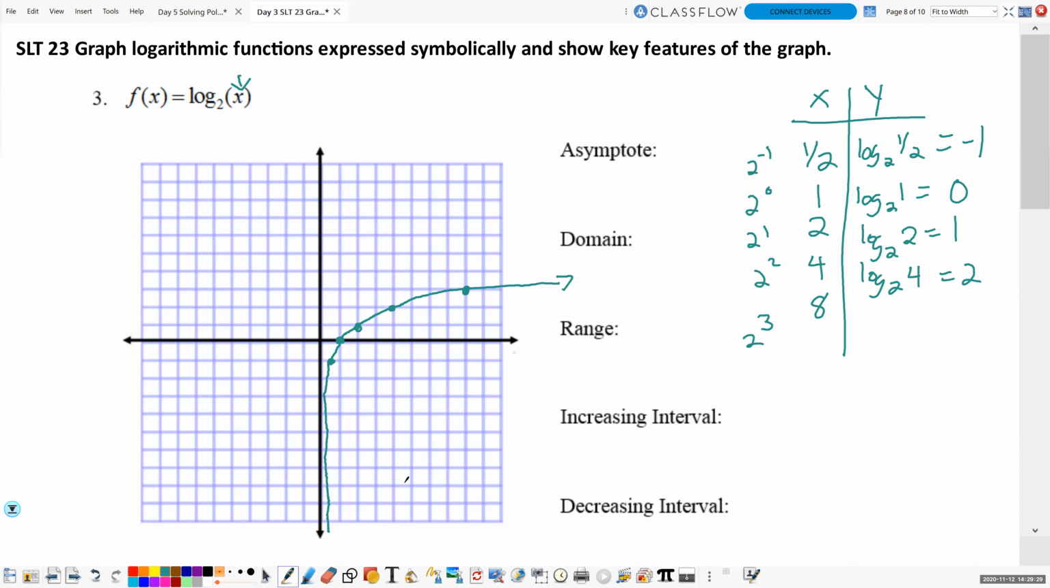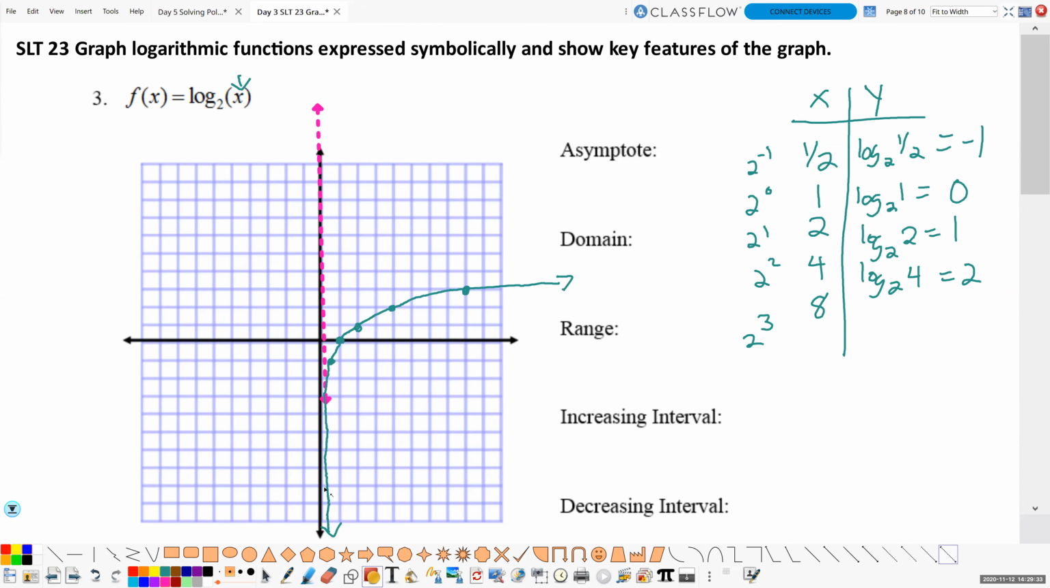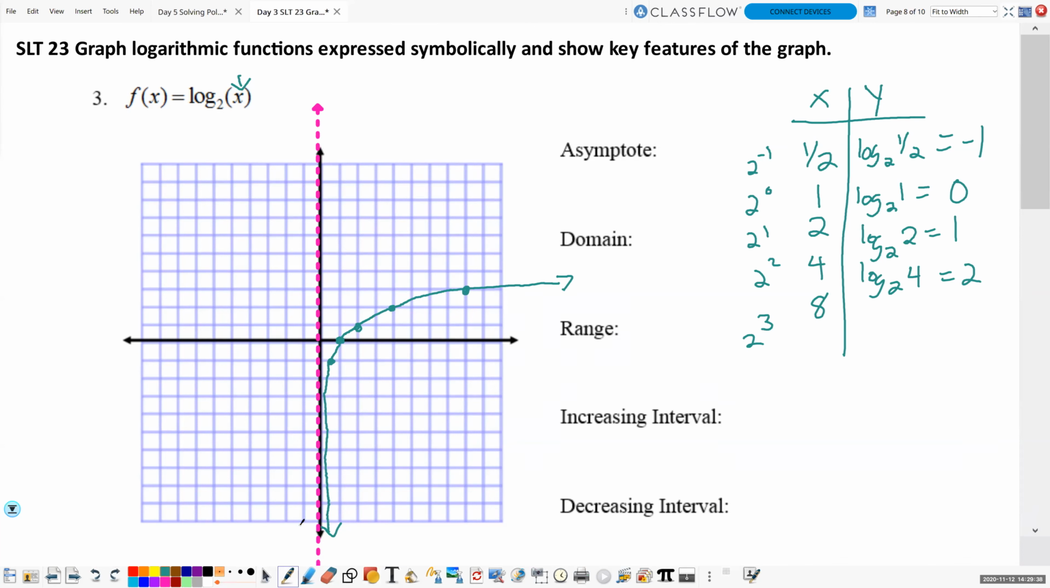Make sure my graph has arrows. Want to make sure my graph has a really clear vertical asymptote. I'm going to make a note that my vertical asymptote is still x equals 0. My domain is still x is greater than 0. My range is still all real numbers because I haven't done any other transformations yet. That is for another lesson.